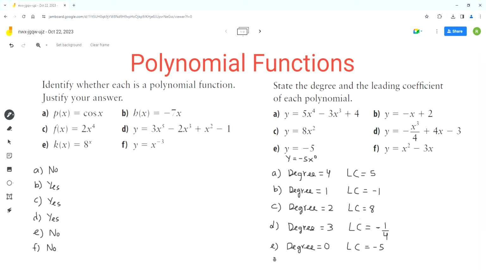Now we can do part F. In part F, there are two variable terms, and the highest exponent on the variable is 2. So that becomes the degree of this polynomial function. The degree is equal to 2. Now the leading coefficient is the coefficient of the term with the highest power on the x, and in this case it's 1. There is this invisible 1, but we don't write 1 as a coefficient.